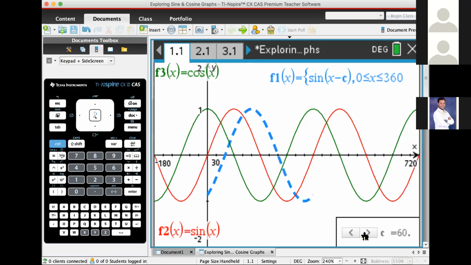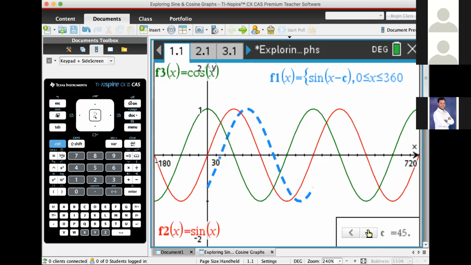So you can use the slider to actually check when it will become sine again, or when it becomes cosine. When does it sit on the green graph, and when does it sit on the red graph? That's the trick. And that's what I mean by saying that C helps us visualize a sine graph. Now it's sine, the dotted blue is on the red graph, that's sine, it belongs to sine.